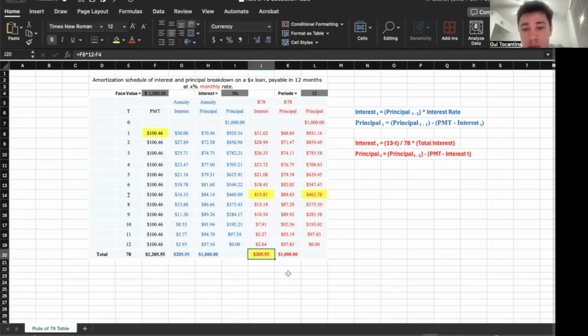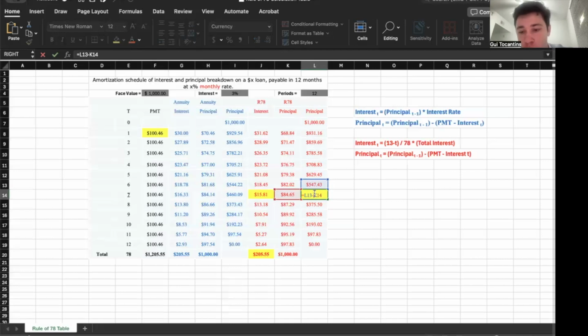Then step three is to calculate interest for a specific month. Let's say you want to repay the loan by month 7. Then what you're going to do is use the following formula: 13 minus t, which is the period you're in, in this case 7, divided by 78, times the total interest that we just calculated. So for month 7, the interest payment is going to be $15. And step 4 is to calculate the remaining balance after month 7. We do that by subtracting the principal paid from the previous balance, leaving $462. So taking that into account, the rule of 78 makes early payments more interest heavy, which benefits the lender if you plan on paying off the loan early.